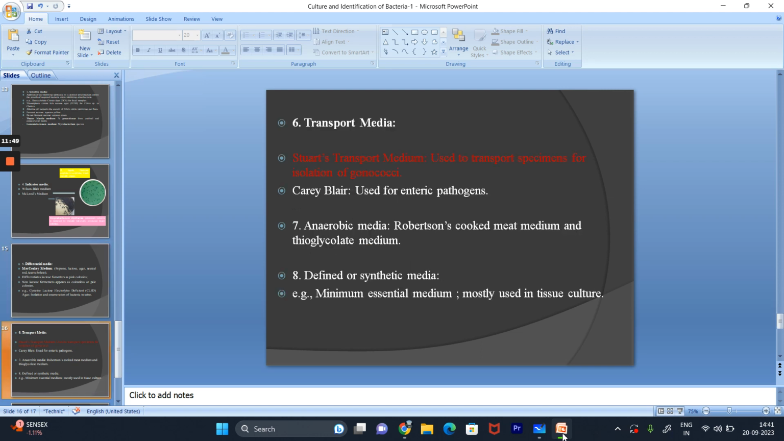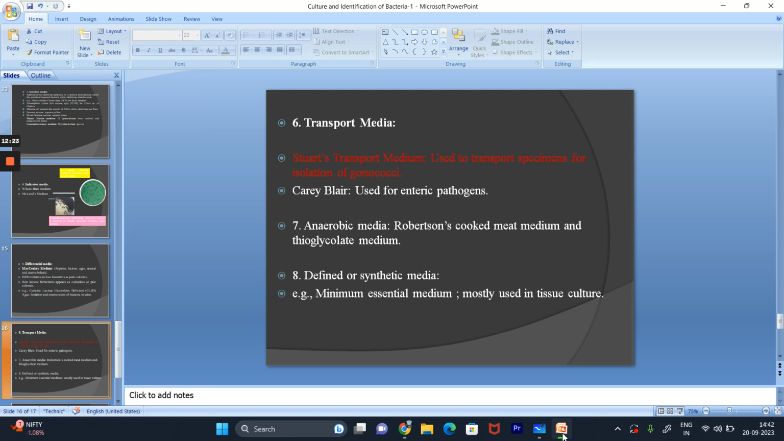These are the special media which are used to transport specimens suspected to have fastidious microorganisms. Examples of such transport media include Stuart's transport medium and Cary-Blair medium. Stuart's transport medium is used to transport specimens which have gonococci bacteria in them, and Cary-Blair medium is used for the transportation of enteric pathogens.